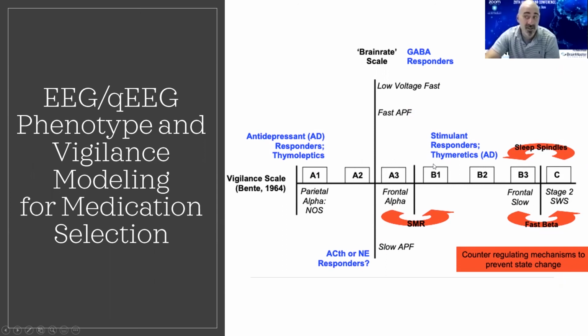And again, this is the area where a QEEG technologist or diplomat, depending on semantics really and where they're at in their license, in their credentialing process, is really going to be of great service to you in making sense of this. People who are dominant in this A1 state tend to respond to antidepressants, thymoleptics.